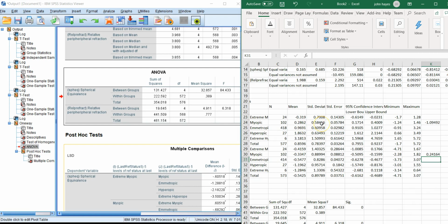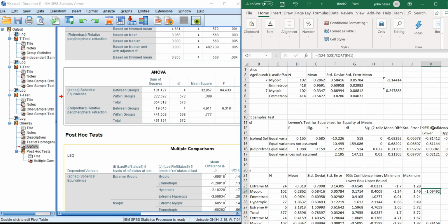This difference is because we're using the pooled standard error. And remember, the hyperopes are making this standard deviation, this variance, greater than it should be. Our assumption is they're all equal, and by including this group, we're making the standard deviation bigger, thus making the effect size a little smaller.